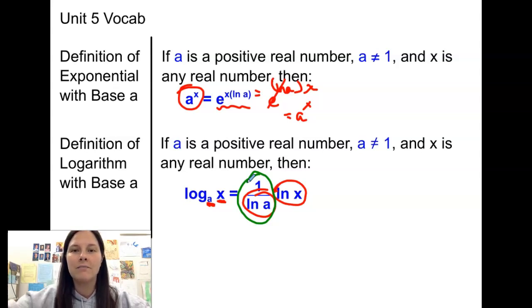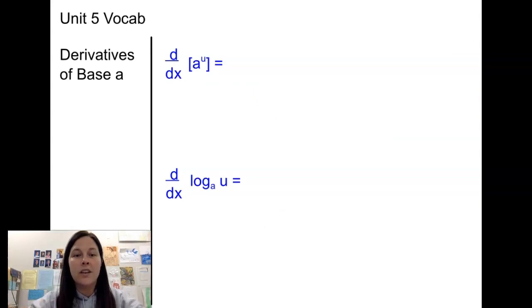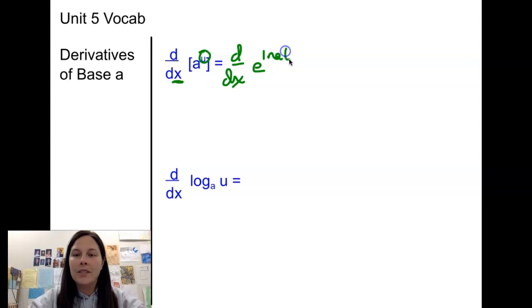All right, so we're going to use those definitions to find the derivative of a to the u and natural log base a of u. Notice this is a u, and we are taking the derivative with respect to x. So there will be a chain rule piece as we do this. So first of all, we are going to rewrite this with that definition, which was e to the natural log of a times u. Again, keeping that power the same.